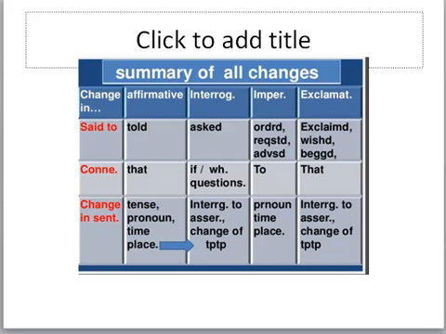So students, here is a summary of the changes. The reporting verb "said to" is changed. In affirmative sentences it is changed into told. In interrogative it is changed into asked or inquired. In imperative it is changed into ordered, requested, or advised, right? And in exclamatory sentences the reporting verb is changed into exclaimed with joy, wished, or begged, right?